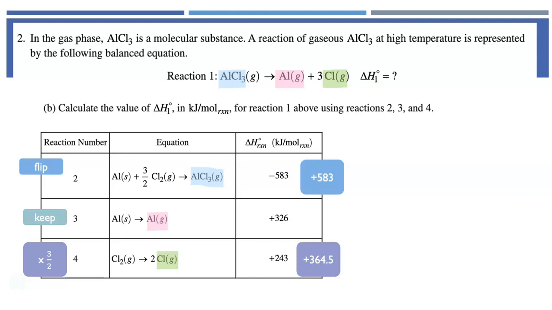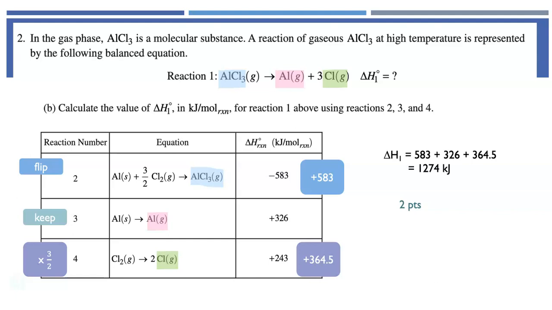And if I take the flipped equation 2 and equation 3 and reaction 4, where it's multiplied by 1.5, they do add up to reaction 1. And that means that their delta H's will also add up to the enthalpy change for reaction 1. So I'm just going to add them up the way I've manipulated everything, and I get an answer of 1,274 kilojoules.